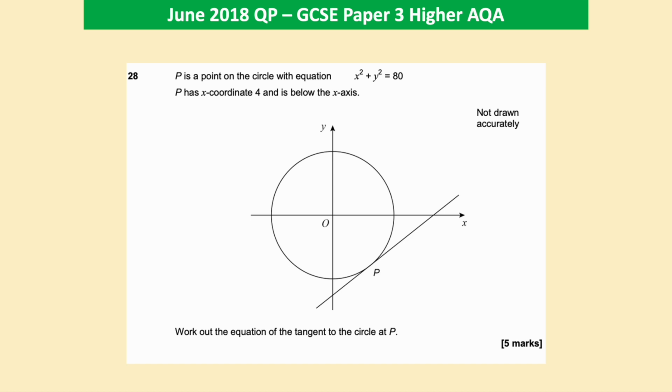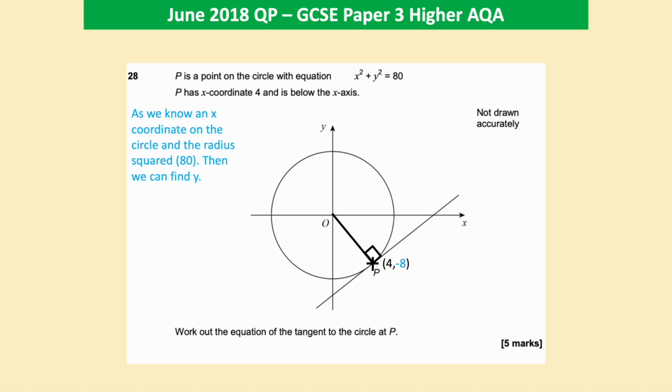Okay, so firstly we're told that the equation of the circle is x squared plus y squared equals 80, and so from this we know that 80 is equivalent to the radius squared. Additionally, we're told that point P on the circle has an x-coordinate of 4. This tells us that the coordinate P is (4, y). As we know an x-coordinate and we know the radius squared, we can therefore find y in this coordinate.